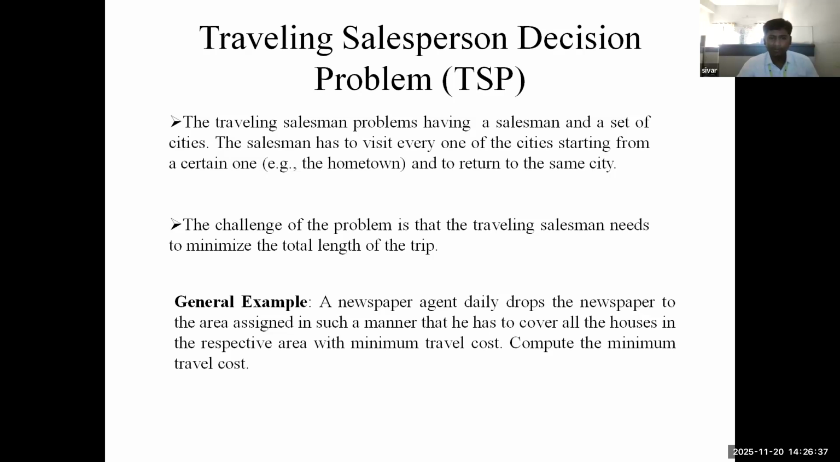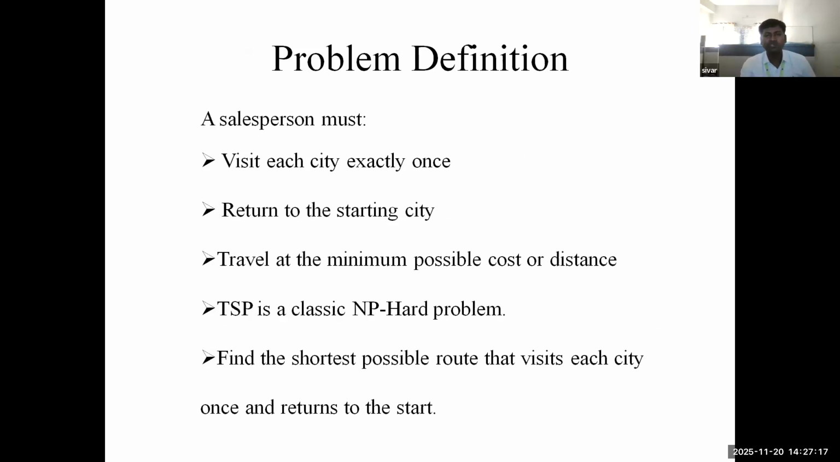Looking at a general example, a newspaper agent daily drops newspapers in an assigned area in such a manner that he covers all the houses in the respective area with minimum traveling cost, starting from the hometown and returning back to the hometown, or home city.